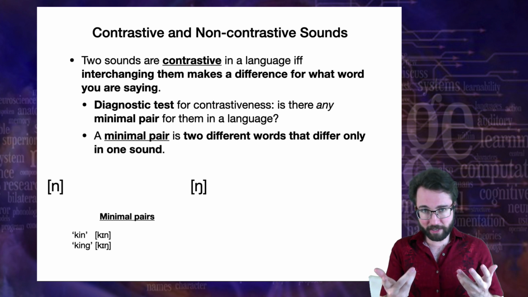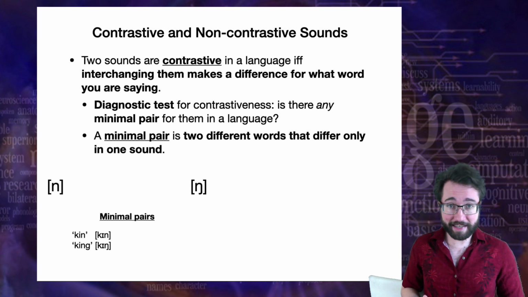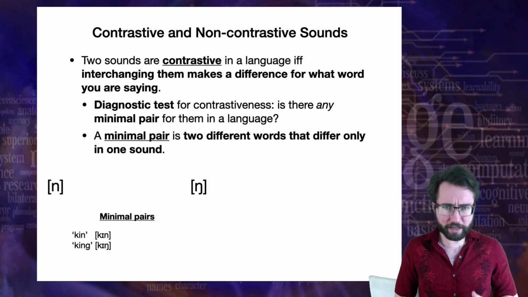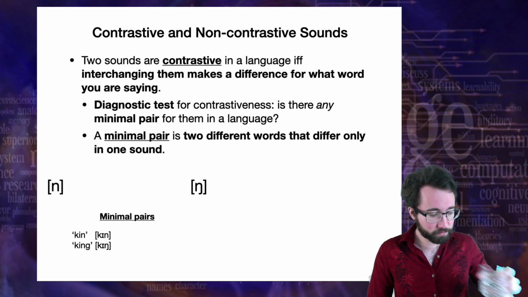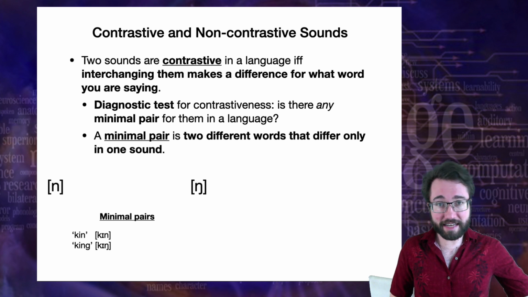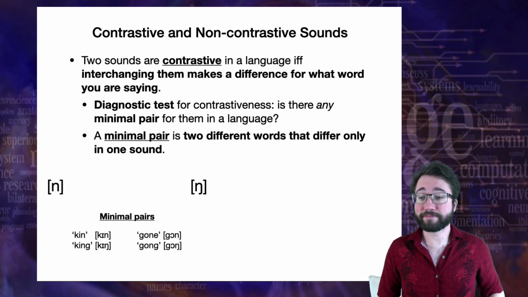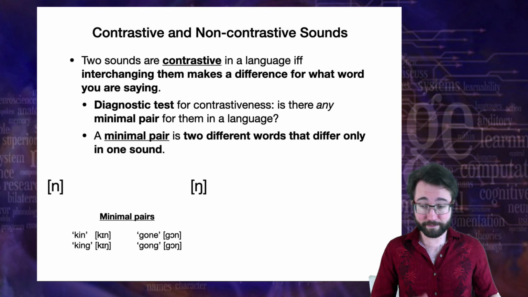Now, can you think of any other minimal pairs that would demonstrate that the distinction between n and eng is contrastive? I'll give you a moment to think about it. There's quite a few. Recalling that this sound eng only shows up in syllable rhymes, let's take a look. There's gone and gong. Two totally different words, they differ only in this sound, so the two sounds are contrastive in English.